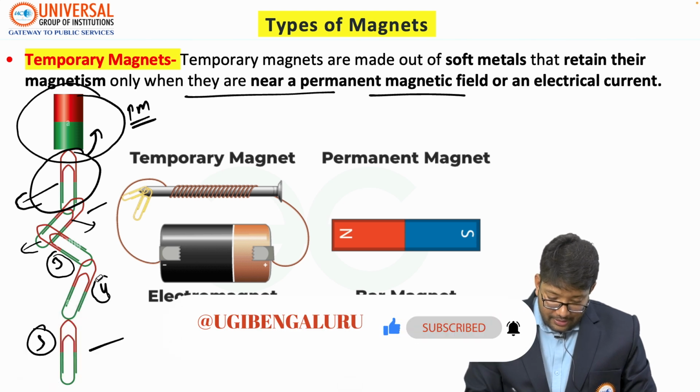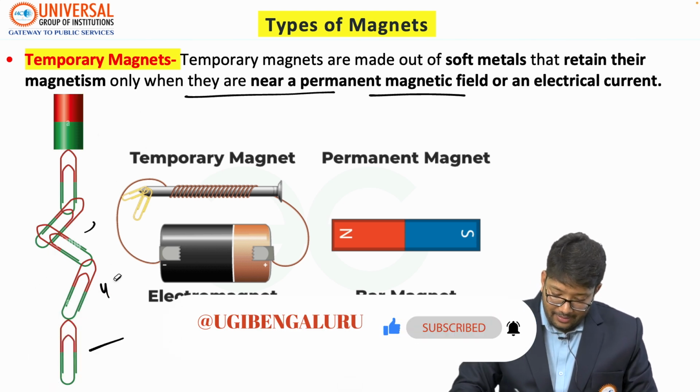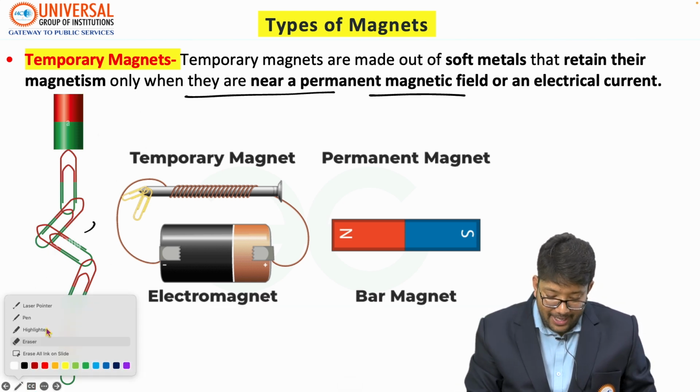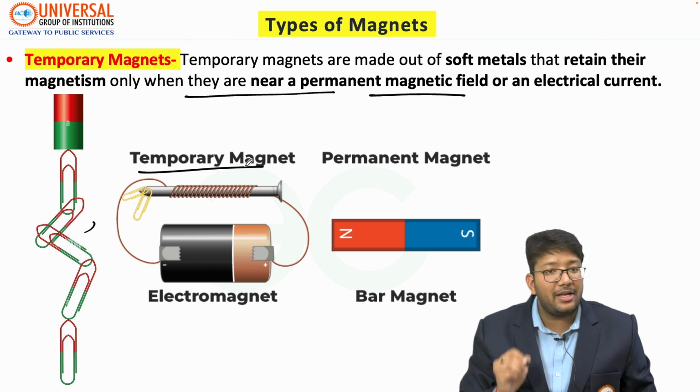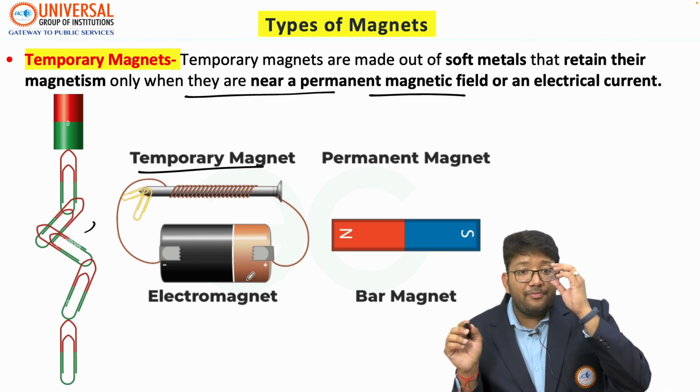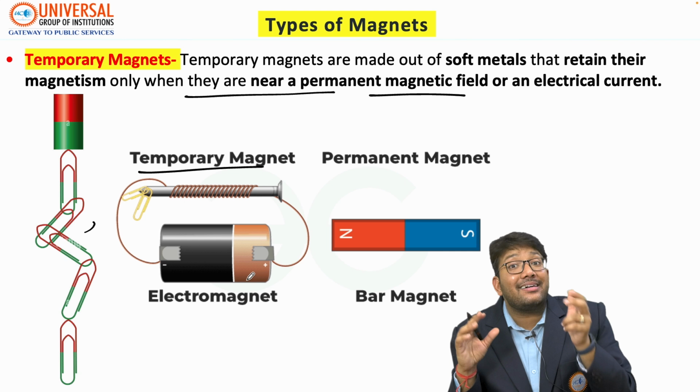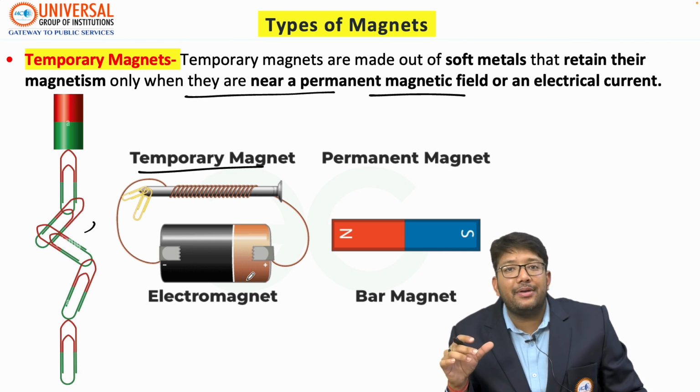Now second is the temporary magnet by currents. So this is our temporary magnet. With the help of electrical current we are making a temporary magnet.